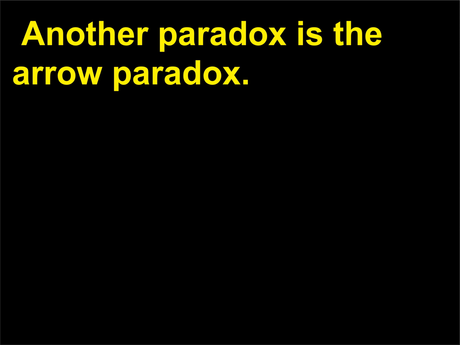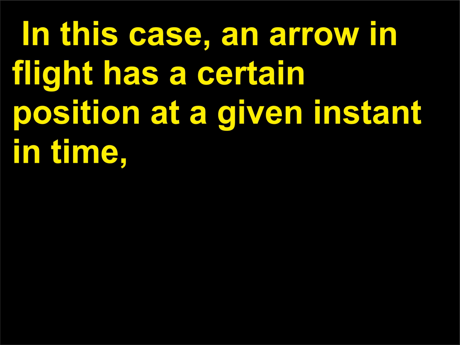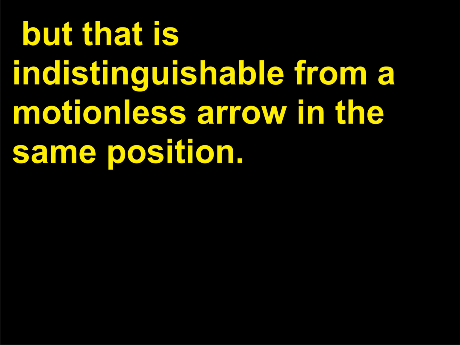Another paradox is the arrow paradox. In this case, an arrow in flight has a certain position at a given instant in time, but that is indistinguishable from a motionless arrow in the same position.